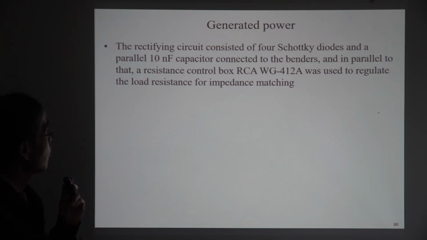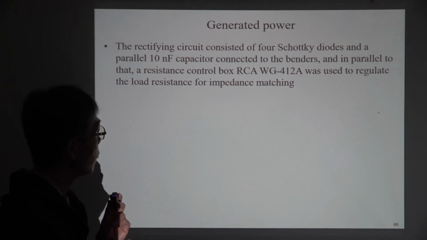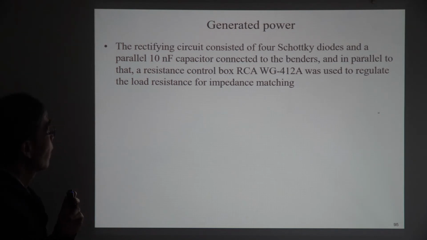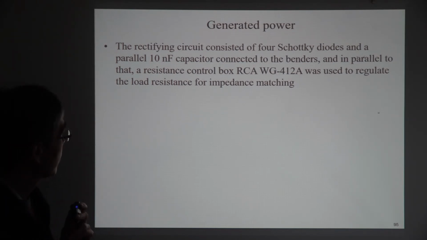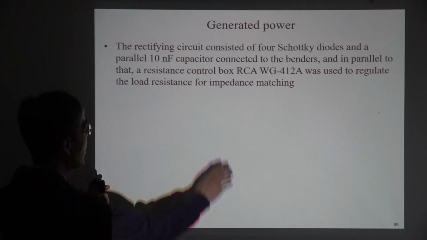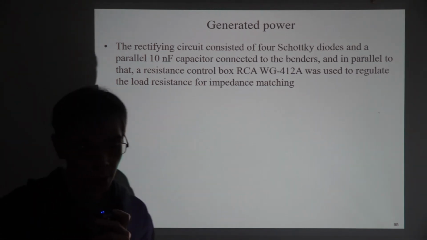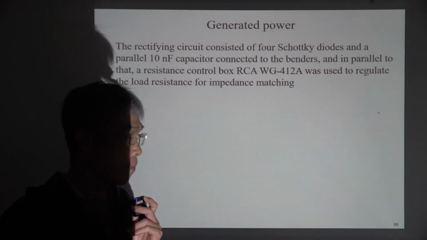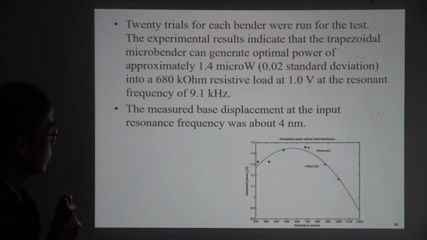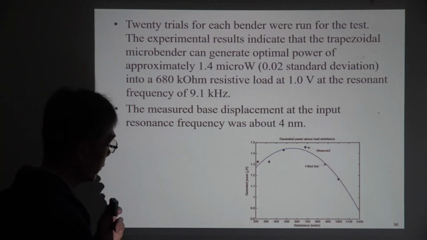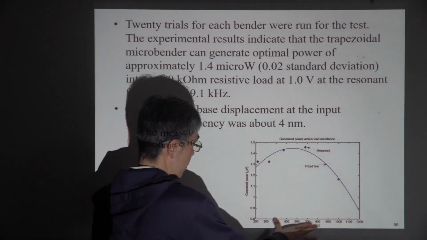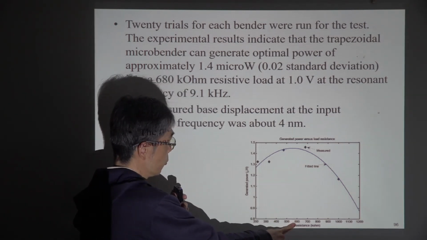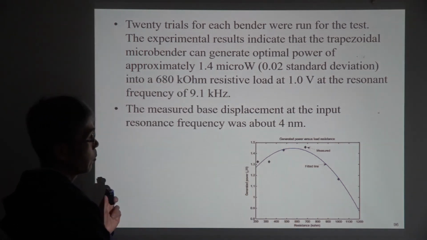They use the rectifying circuit with 4 diodes to collect the current output. Also, they have the impedance matching to match the load resistance to the output impedance of the energy conversion device. Okay, this figure shows the resistance matching for the optimum resistance. We can have the maximum power output.